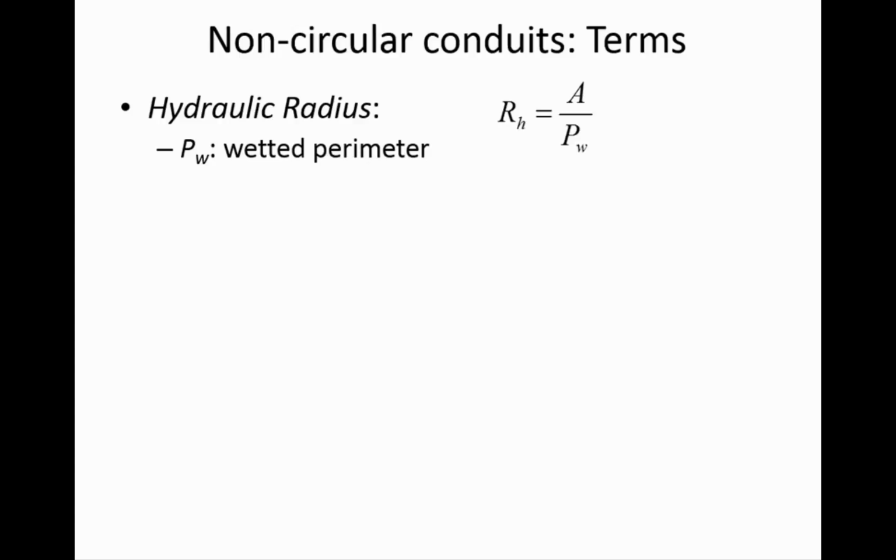Normally, for a full pipe, we are going to have diameter divided by 4, if we're talking about a circular pipe. But if we're talking about a non-circular pipe, then we just put in the actual wetted perimeter and the cross-sectional area of the pipe.